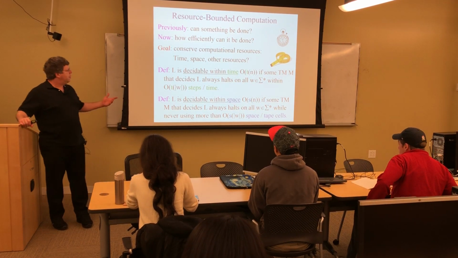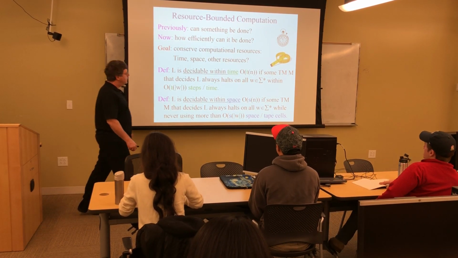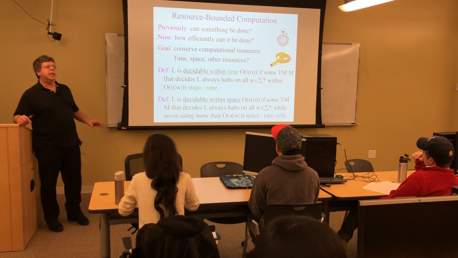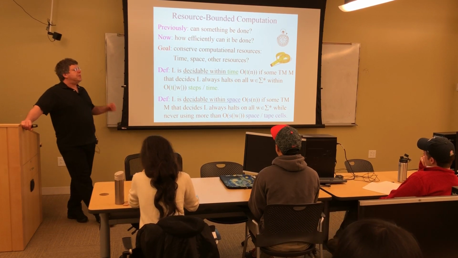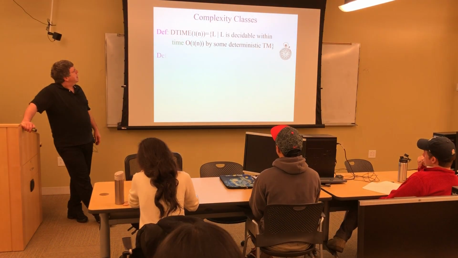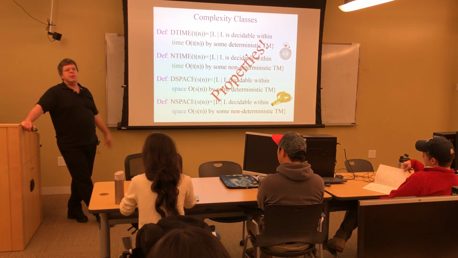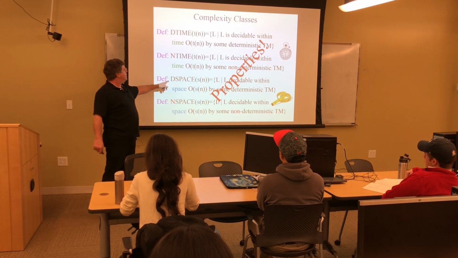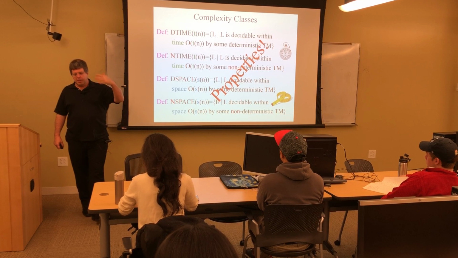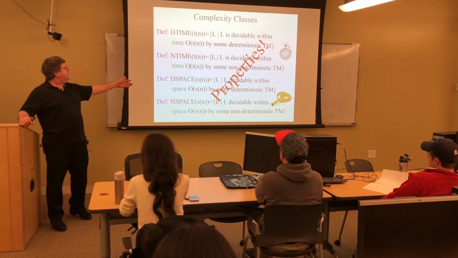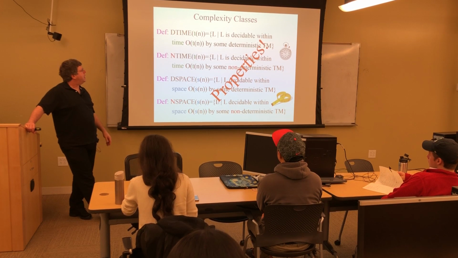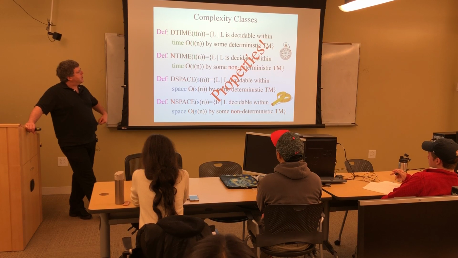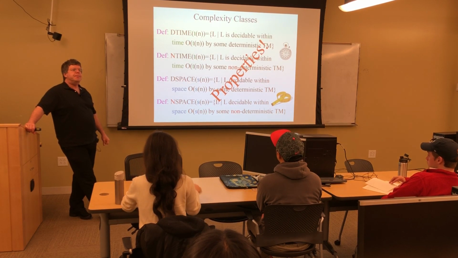Something is decidable within space S of n if there exists a Turing machine that decides it within that space bound, guaranteed upper bound. So these are upper bounds, big O, so they ignore constants. And we defined several families of complexity classes: deterministic time, non-deterministic time, deterministic space, non-deterministic space, parameterized by whatever function t or s, t for time, s for space, and these are sort of analogous families of decidable languages.